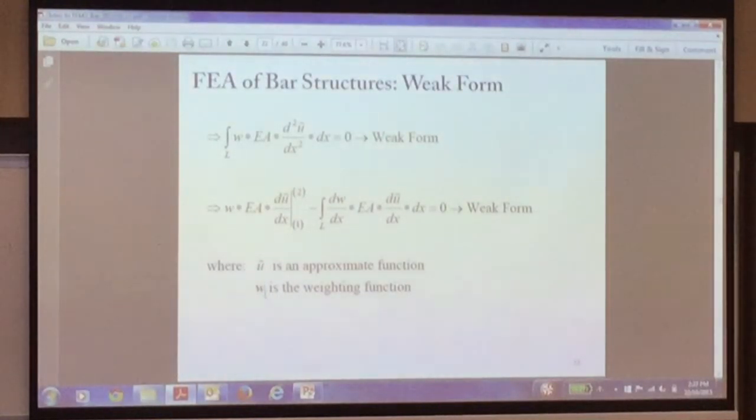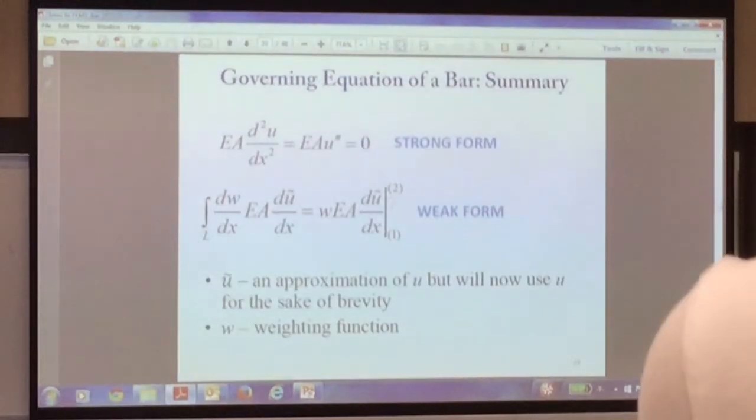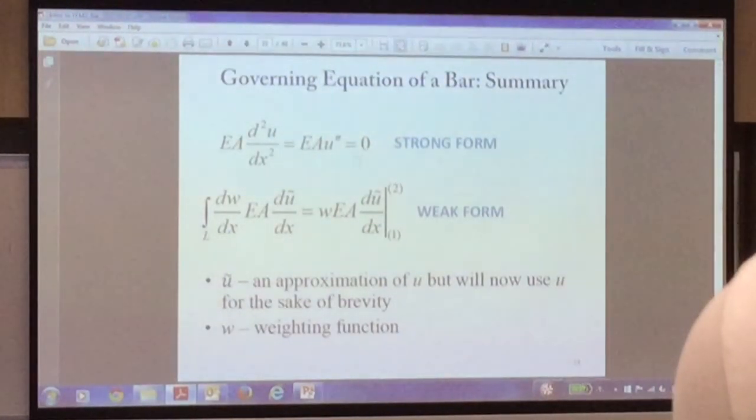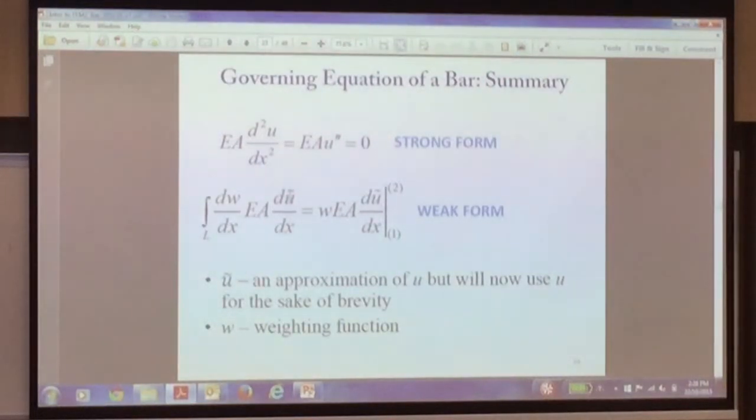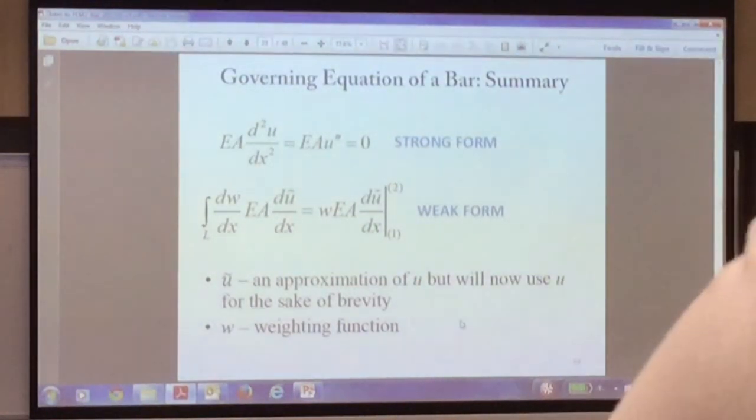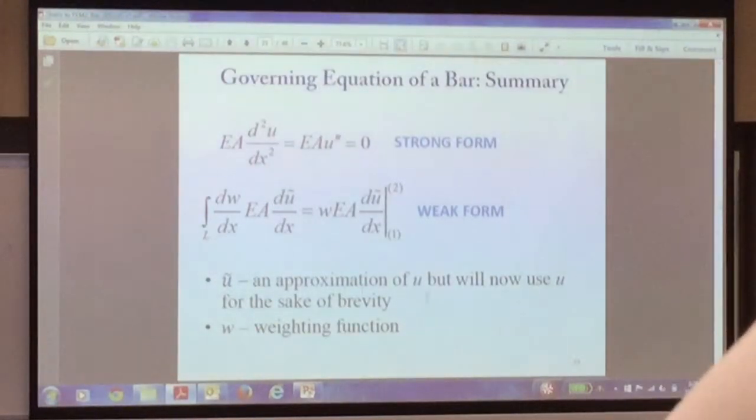Yes? So you have your weighting function. Next, we're going to just have u equal to u curly bar equal to u for the next solutions. So that's your strong form, and this is your weak form. Strong form meaning you take the derivative of the displacement function twice. For this one, you take the derivative of the displacement function once. Strong form, weak form. So u curly bar is an approximation of u, but we will now use u for the sake of brevity for the succeeding derivation, and w is the weight function.